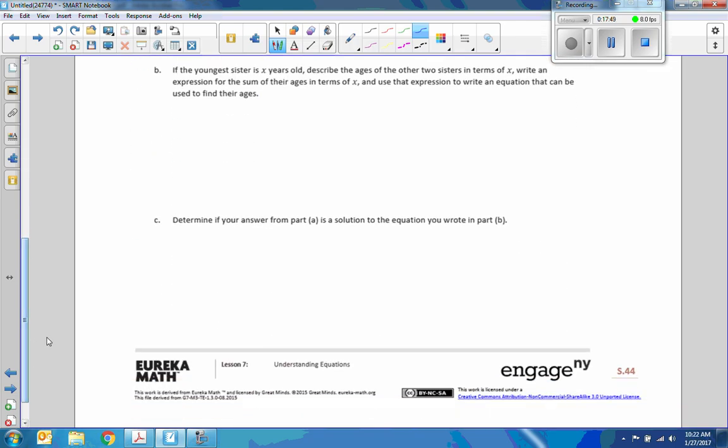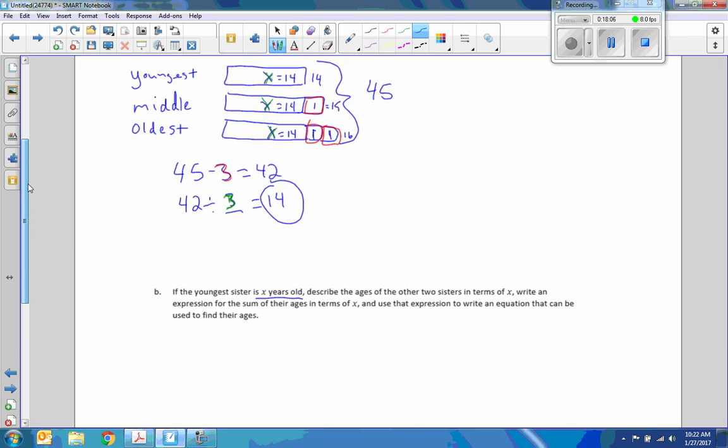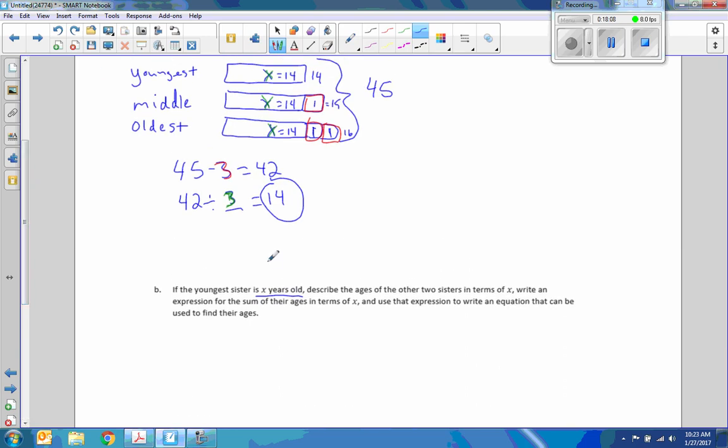Part B. If the youngest sister is X years old, an unknown value, describe the ages of the other two sisters in terms of X. Write an expression. So we are basically explaining this up here as an algebraic expression. Okay? So the youngest sister is X years old. Youngest equals X.